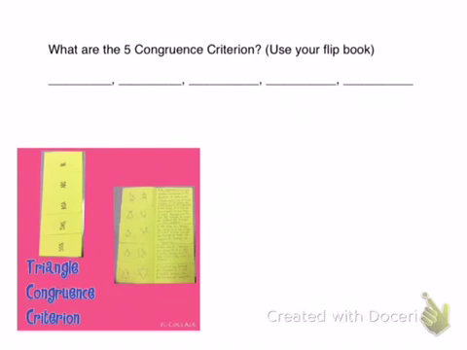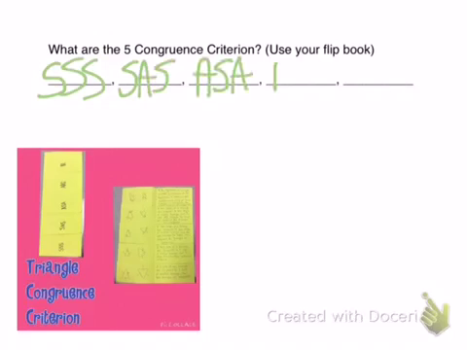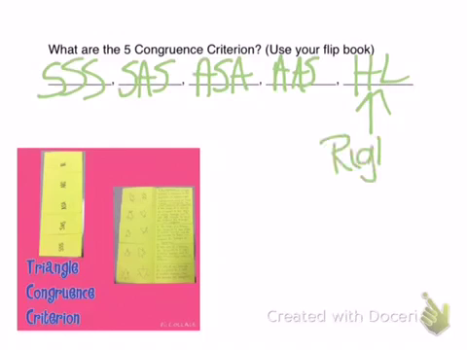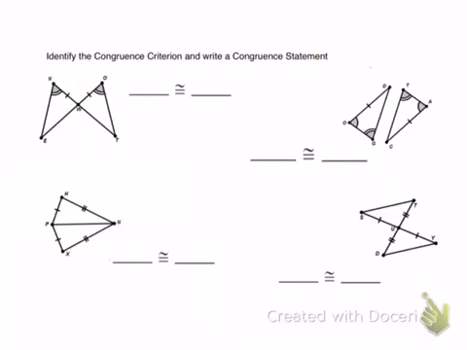What are the 5 congruence criteria? Remember your flip book? And I got a picture of somebody's flip book I used. So they are side-side-side, side-angle-side, angle-side-angle, angle-angle-side, and hypotenuse-leg. Remember, this can only be used in right triangles. No bad words with the criterion.